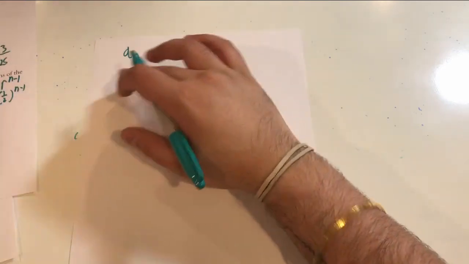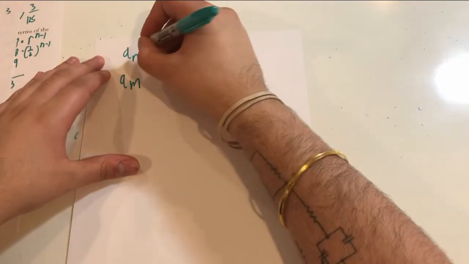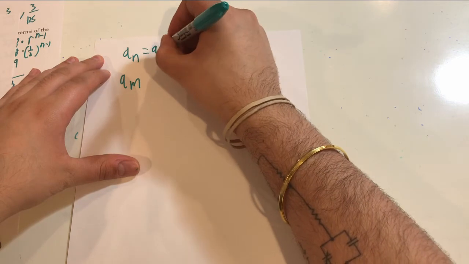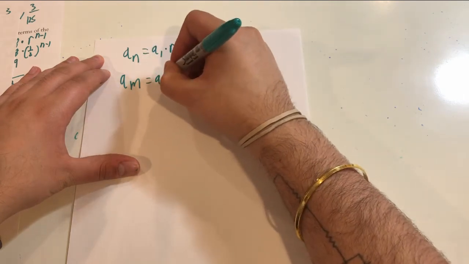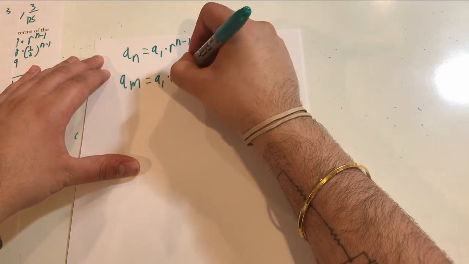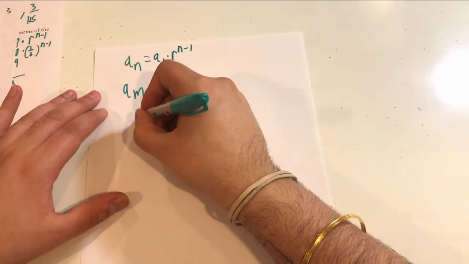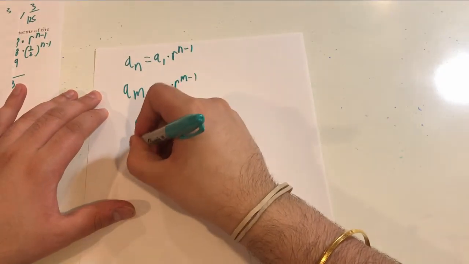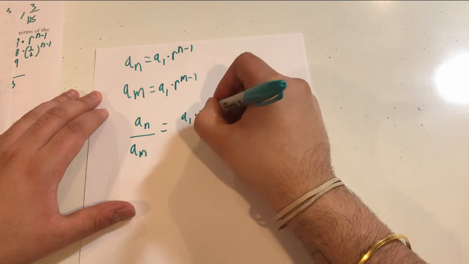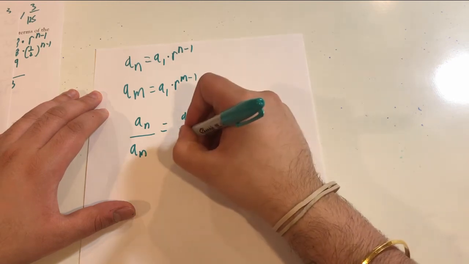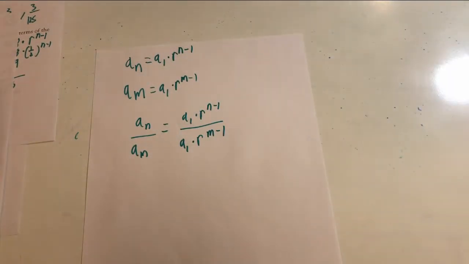If I were to write, and these are terms in the same sequence, okay? If I were to write this out, the formula explicitly, this would be a sub 1 times r to the n minus 1. This would be a sub 1 times r to the m minus 1. Now, what I did before to find the actual ratio is I divided them. So let's do that here. I did the larger one in the numerator and the smaller one in the denominator. Okay. Then I set that equal to a sub 1 times r to the n minus 1 over a sub 1 times r to the m minus 1. And that's something you could do with equality, right?